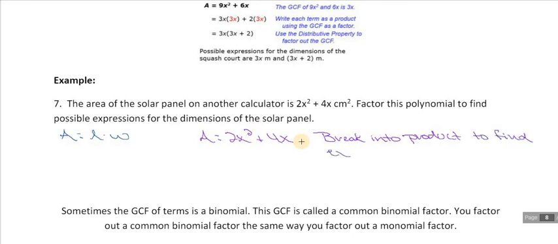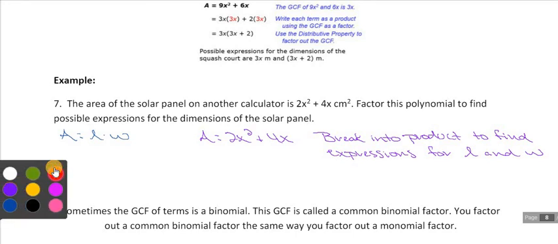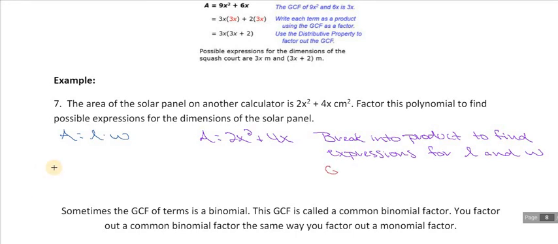To find expressions for dimensions, length and width. Okay, and if we want to break it into a product, that means we're factoring. So what do these two terms have in common? Well, 2 is our smaller number. 2 does divide evenly into 4. So we have a GCF of 2, and they both have x's. Smaller power being x to the first. So our GCF is 2x.